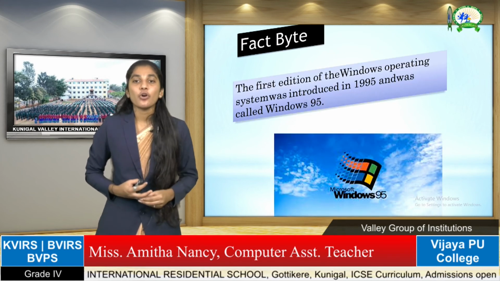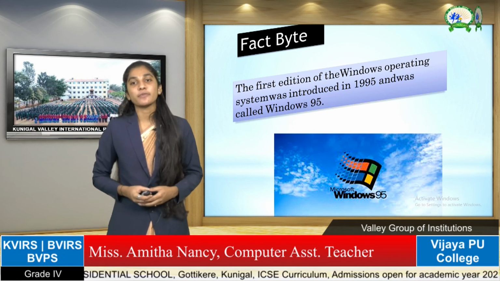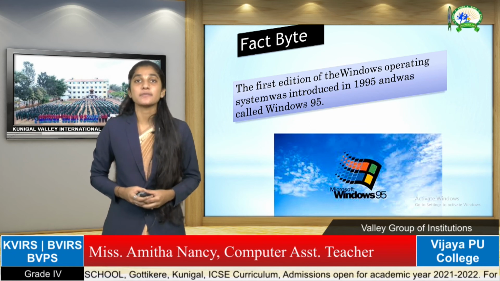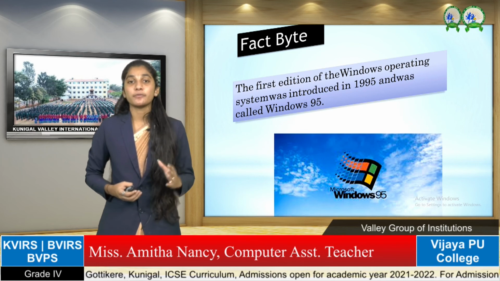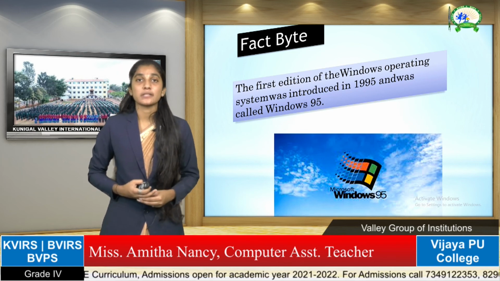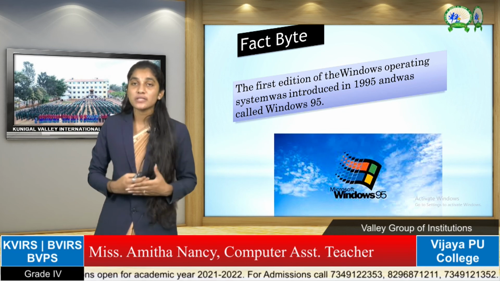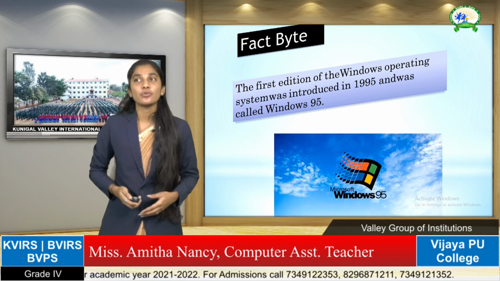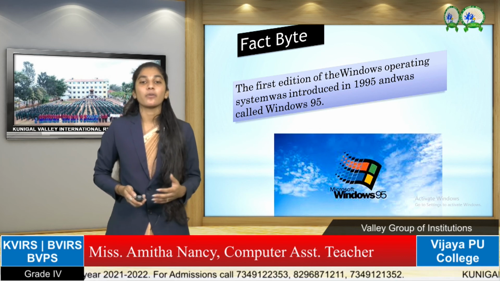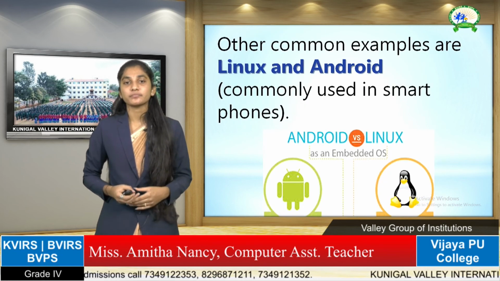The first edition of the Windows operating system was introduced in 1995 and was called Windows 95. The first version of Windows is Windows 95. You have to remember this. After that we got Windows XP, Windows 7 and Windows Vista, and now we have Windows 10 from the Microsoft company.